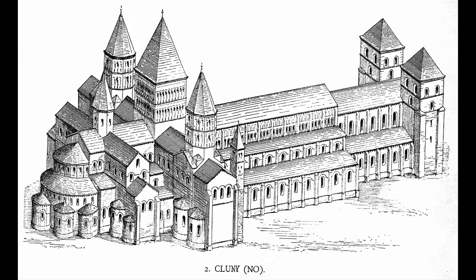Cluny 3 was completed in 1130. The church became the largest in Europe, rivaling St. Peter's in Rome, and a model for similarly ambitious projects.